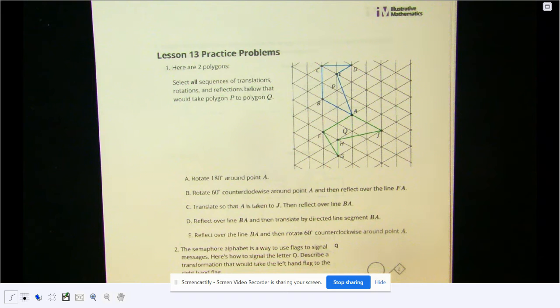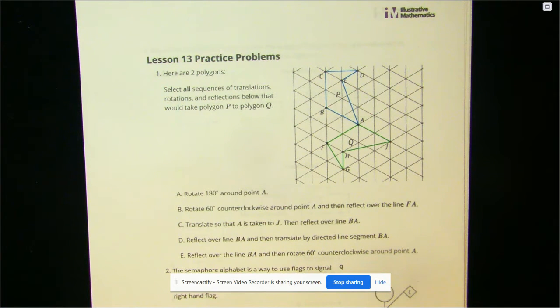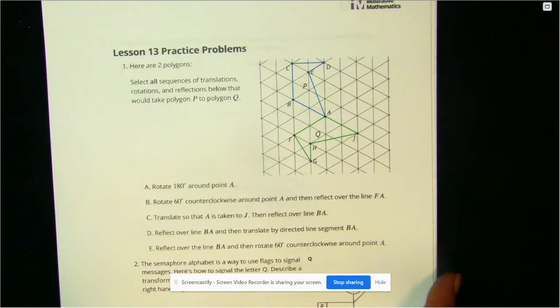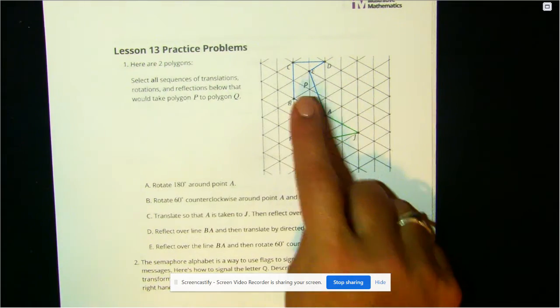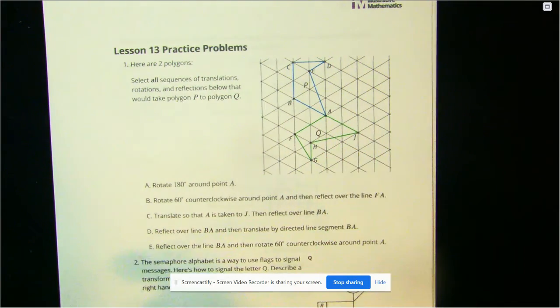Hi everybody, I'm here to do the lesson 13 practice problems. It says, here are two polygons. Select all sequences of translations, rotations, and reflections below that would take polygon P to polygon Q.